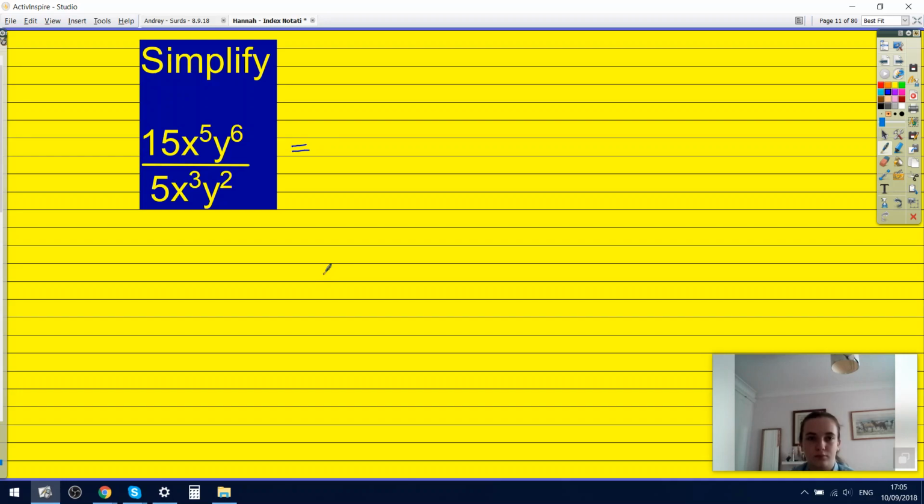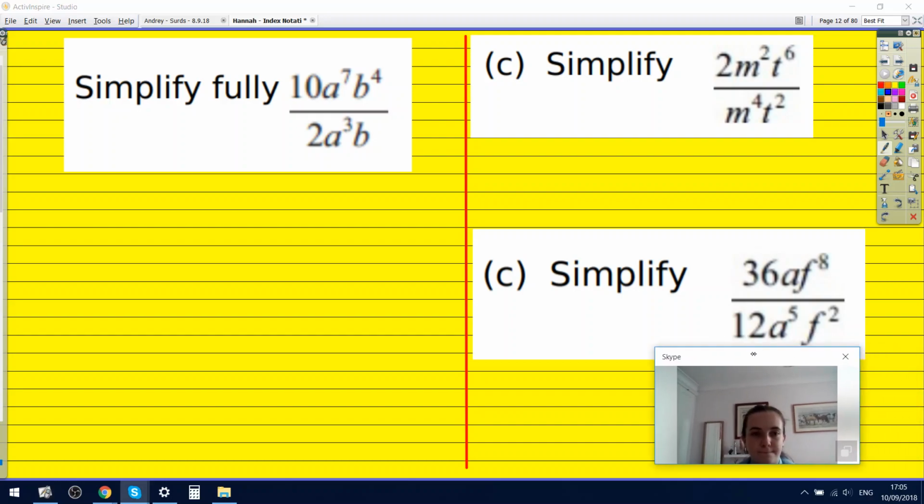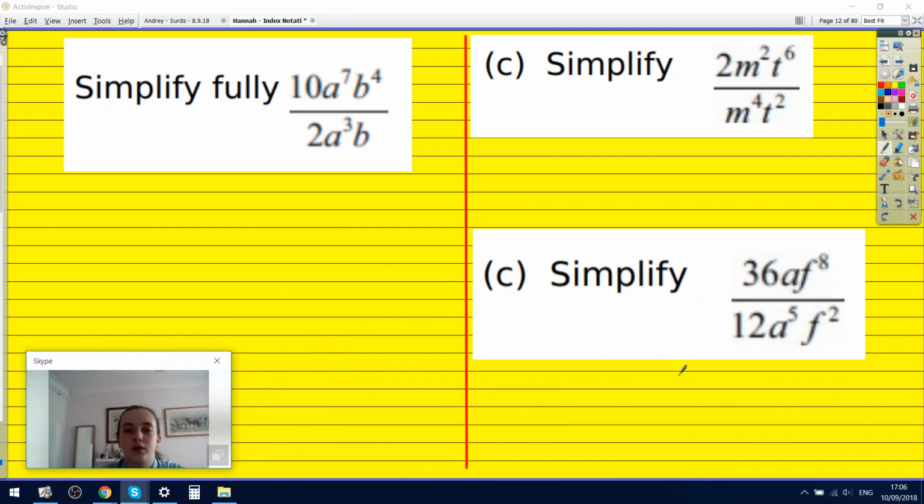Okay, how about this? 3x to the power of 2, and then y to the power of 4. That's it. Those are the exam questions. Let's do bottom right. Be 3a to the power of 4.